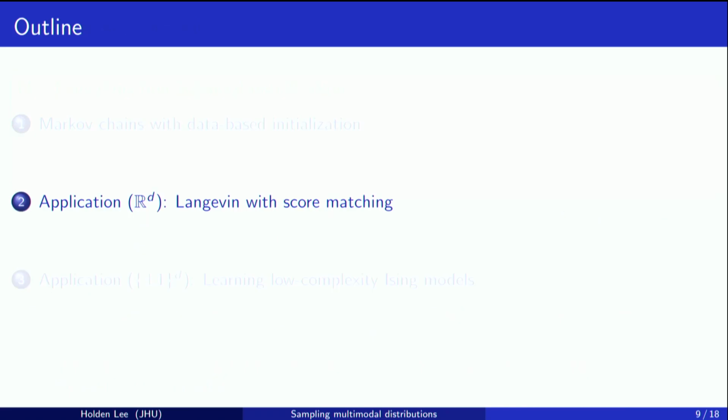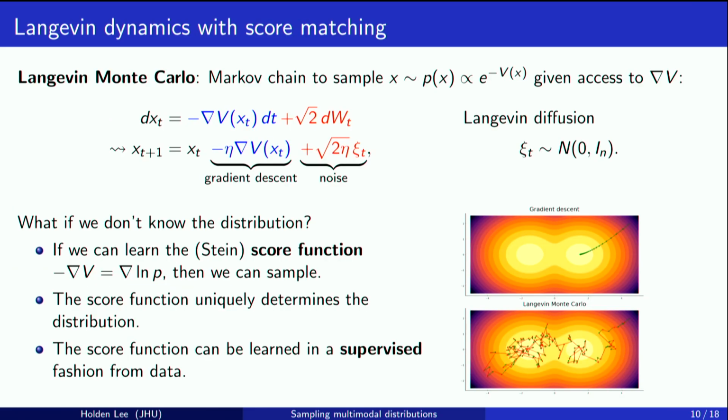Okay, so now let's see applications to continuous and discrete space. First, we have an application to Langevin dynamics with score matching. This is a generic way to sample from R^d that requires access to the gradient of the log PDF. Now, if we're only given samples, then if we can learn this score function, we can use Langevin dynamics to sample. This is the idea of score matching.